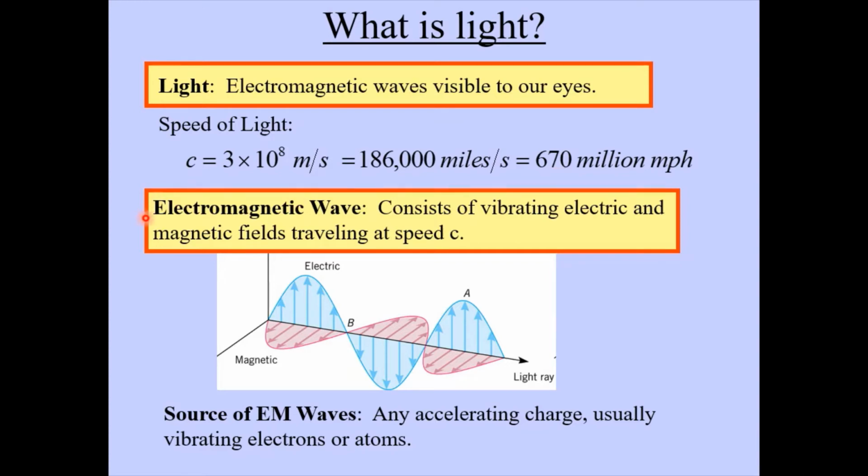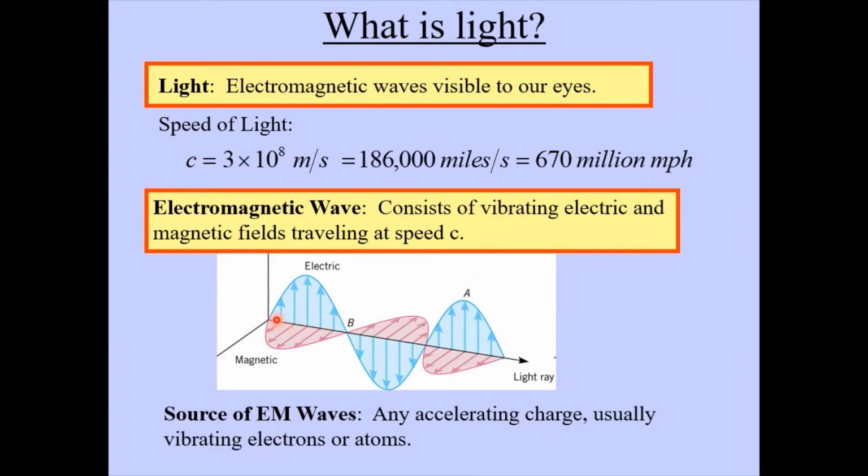So, what is an electromagnetic wave? Well, that's a little bit beyond the scope of this course to really understand electromagnetic waves in any detail, but we can think of it as vibrating electric and magnetic fields that are traveling at the speed of light, c.